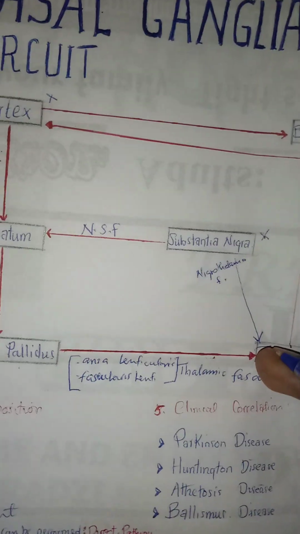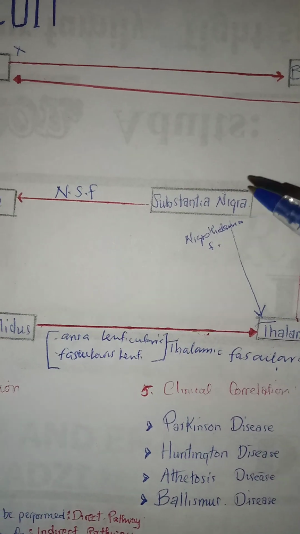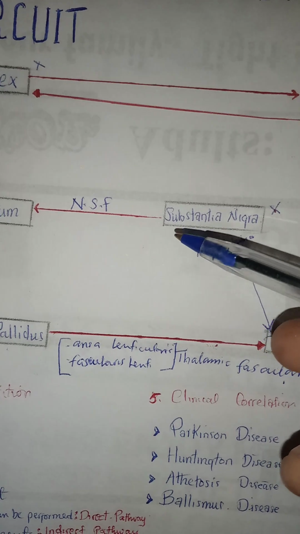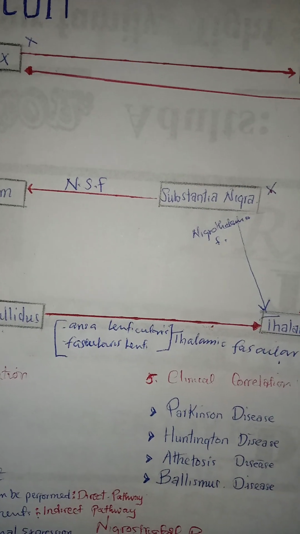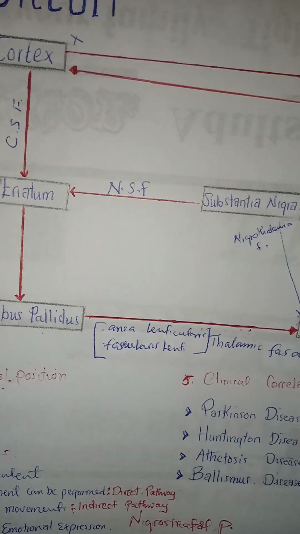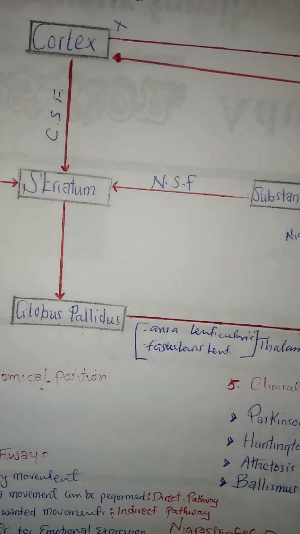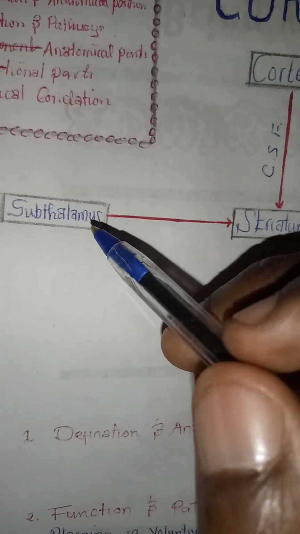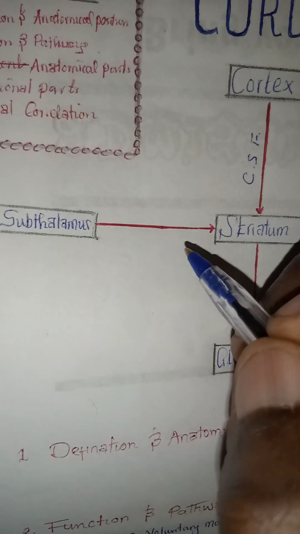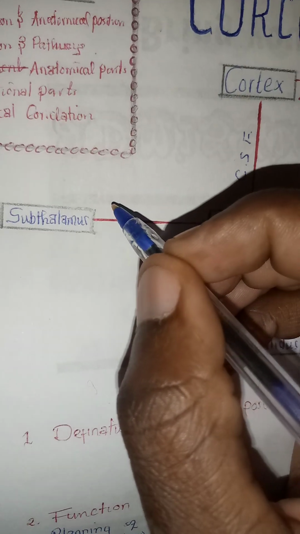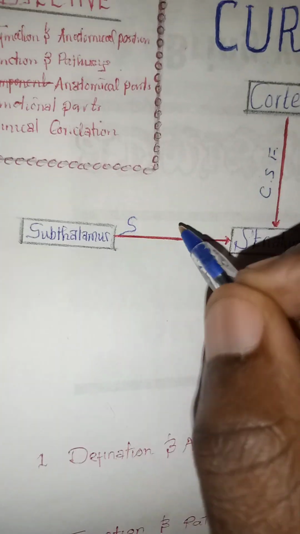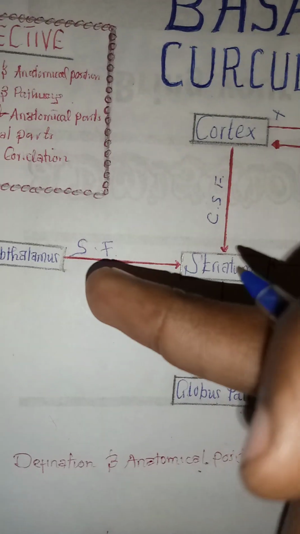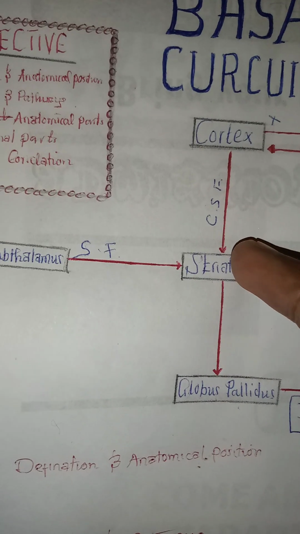Okay, this part consists of two parts, so you can watch a video on it. It has a pars compacta and pars reticularis, so they produce dopamine in these parts. They also produce GABA, so you can watch a video for details. Okay, so we have the subthalamus here. It also sends fibers to the striatum via the subthalamic fascicularis. Okay, so the subthalamic fascicularis sends fibers to this part.